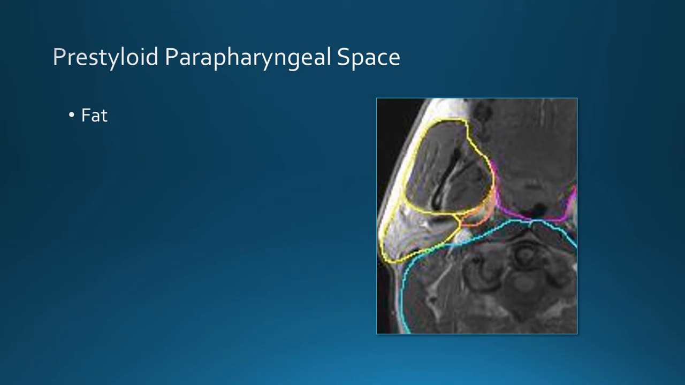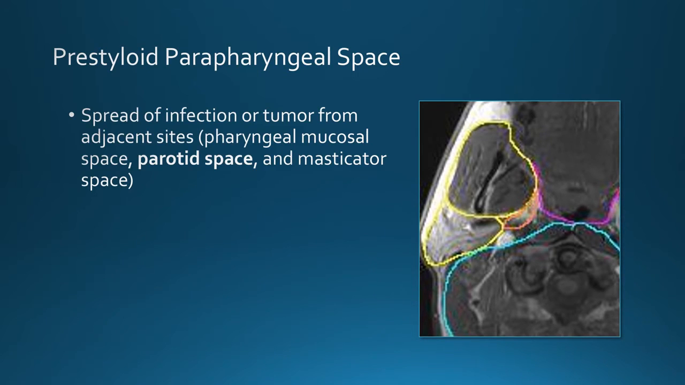Normally, the only structure that's in this prestyloid parapharyngeal space is just fat. Sometimes you have some minor salivary gland tissue. So since there's not much in there, most of the time when we see a lesion in the prestyloid parapharyngeal space, it's due to spread of infection or tumor from one of the adjacent spaces, pharyngeal mucosal space, parotid space, or masticator space, and most commonly spread of disease from the parotid space.